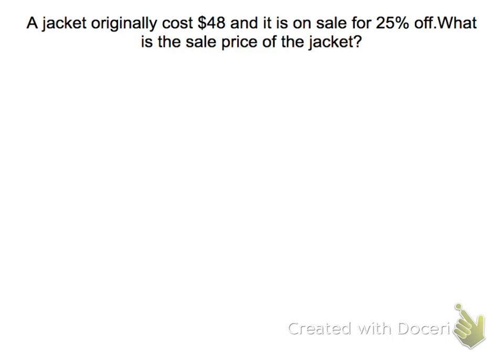Let's look at this question. This comes up a lot. There are a lot of sales for a certain percentage off of original price. So it says a jacket originally cost $48 and it is on sale for 25% off. What is the sale price of the jacket? So the first thing we need to do is figure out what's 25% of 48?